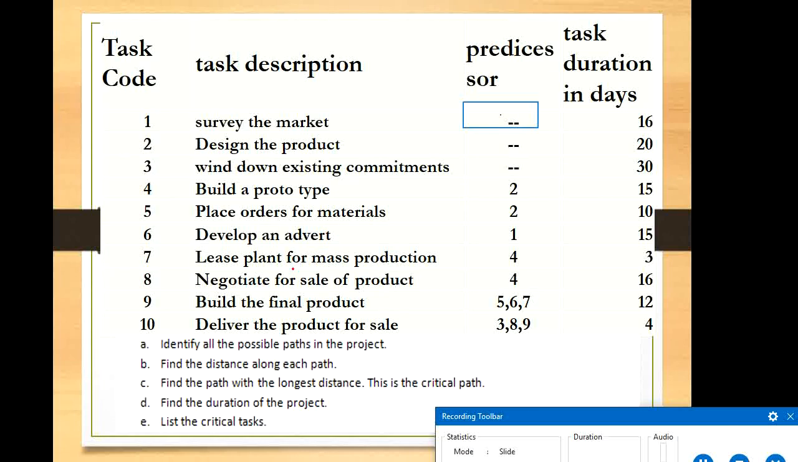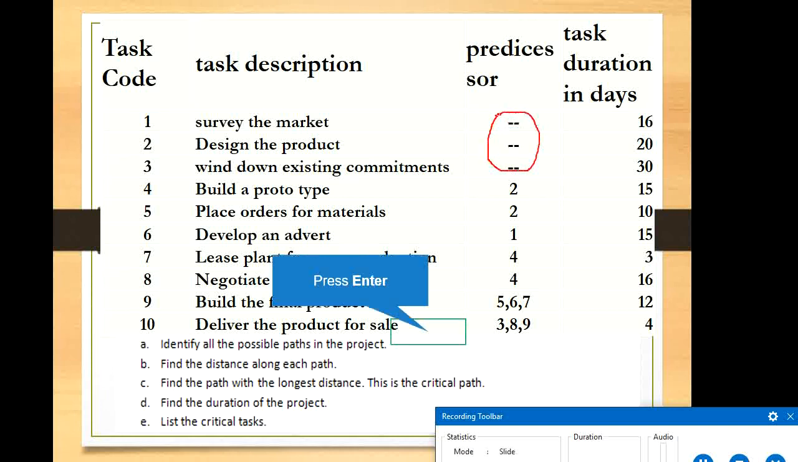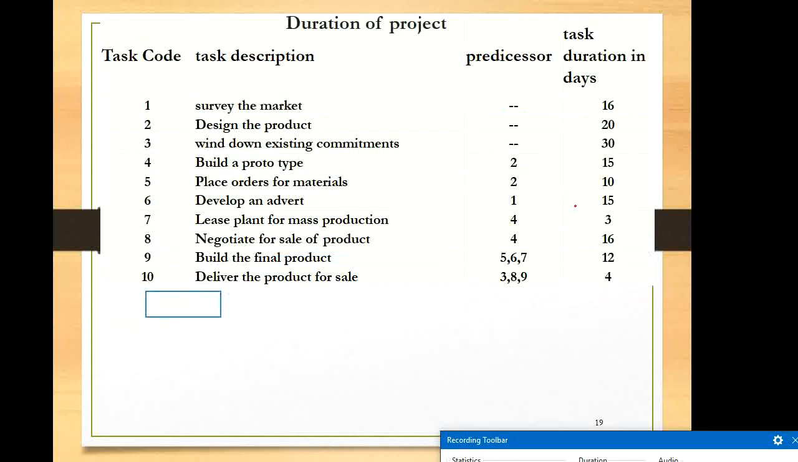Here is one more example. There are 10 activities: survey the market, design the product, wind down existing commitments, build a prototype, place orders for materials, develop a network, and so on. For the first 3 activities, there are no preceding activities. So 3 are independent activities which require a lot of time, 16 days, 20 days and 30 days. Now we try to draw the network diagram, starting with 1.